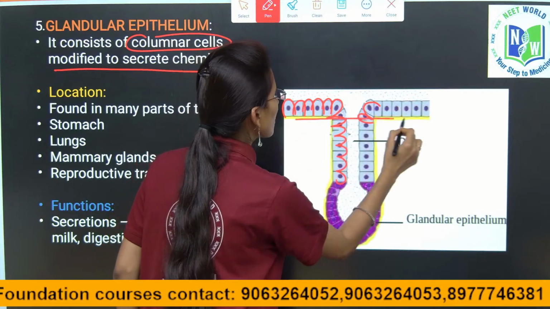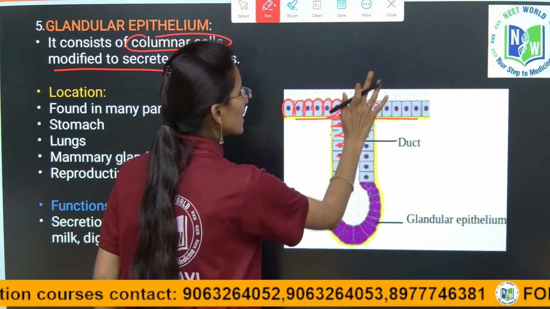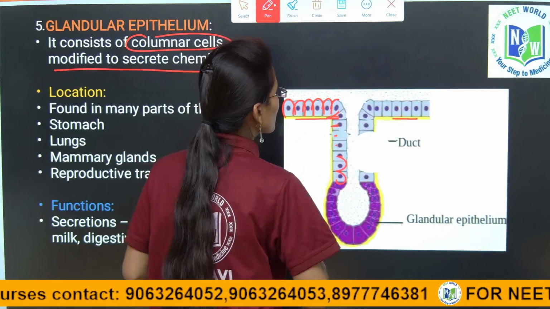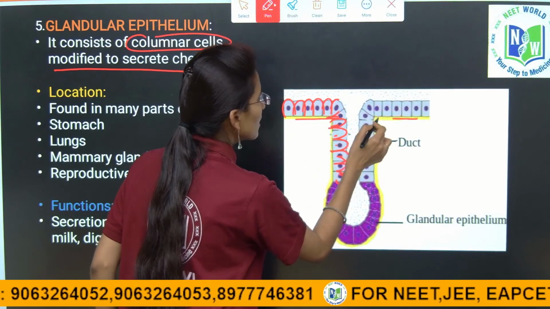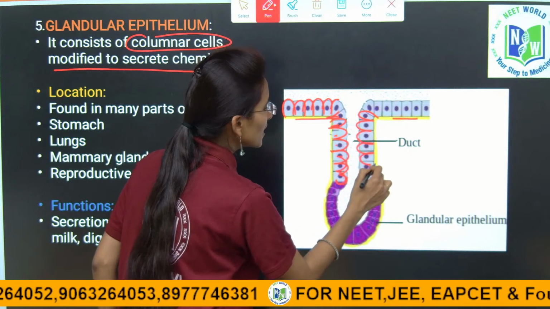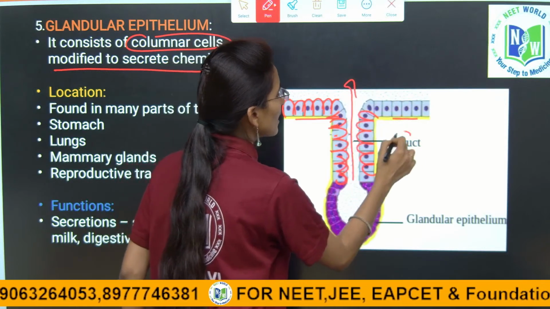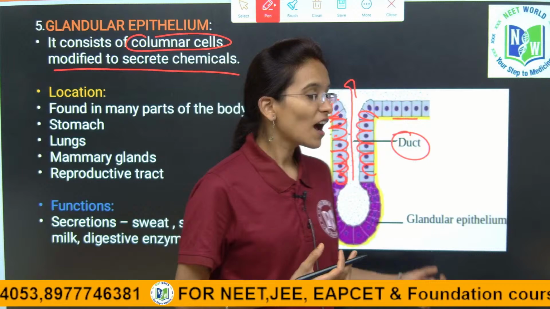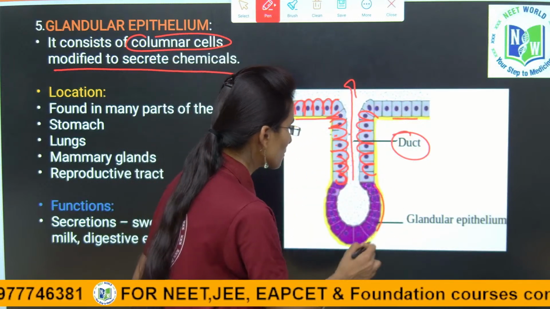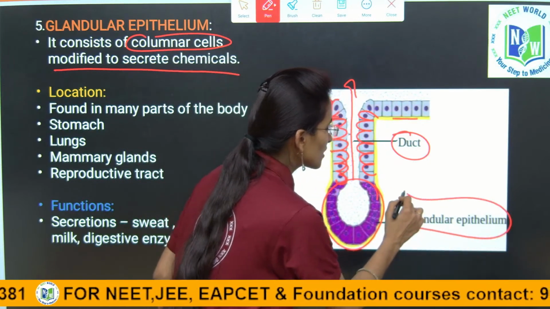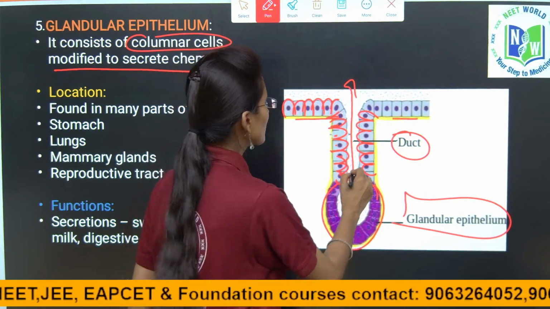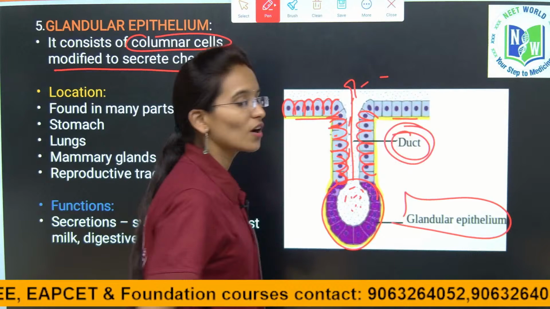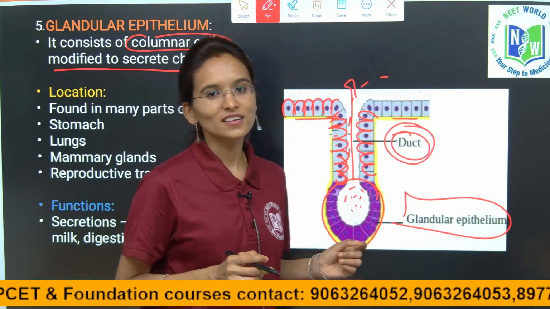All these are the columnar cells. Later they get modified and are projected inwards. Due to this, it creates a tube-like structure called a duct. Clear? From this duct it is modified as glandular epithelium, and the secretions are released from the duct. So it is called the glandular epithelium.